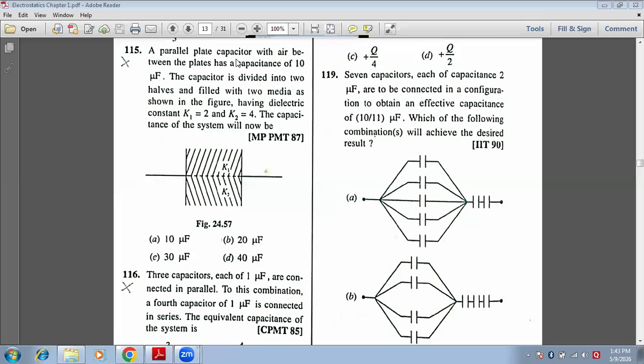A parallel plate capacitor with air between the plates has a capacitance of 10 microfarad. The capacitor is divided into two halves and filled with two media as shown in the figure, having dielectric constant K1 equal to 2 and K2 equal to 4. The capacitance of the system will now be option A 10 microfarad, option B 20 microfarad, option C 30 microfarad, option D 40 microfarad. Correct answer option C 30 microfarad.